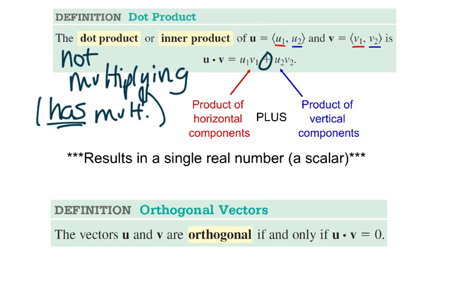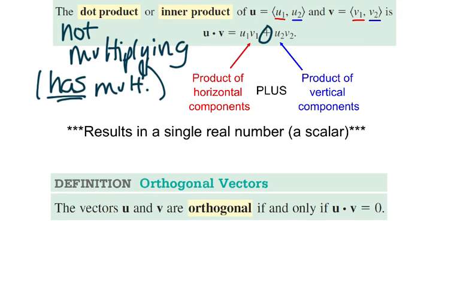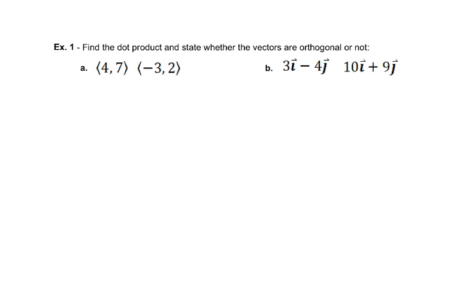All right, and then an orthogonal vector is where vectors u and v could be orthogonal if their dot product makes 0. Meaning the product of their horizontal components would be the opposite of the product of their vertical components. So anyway, just interesting to think about. So you could get a 0 and you'd have an orthogonal vector.